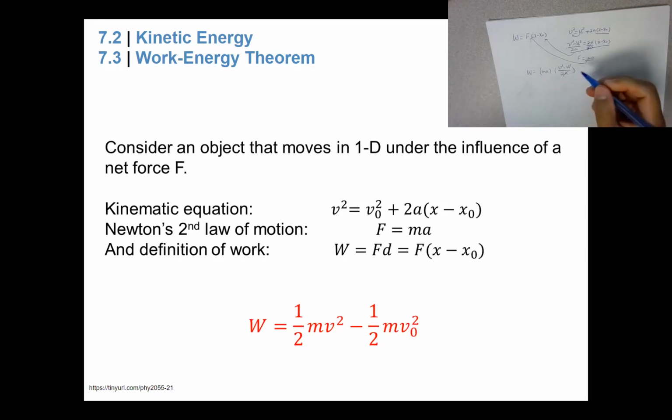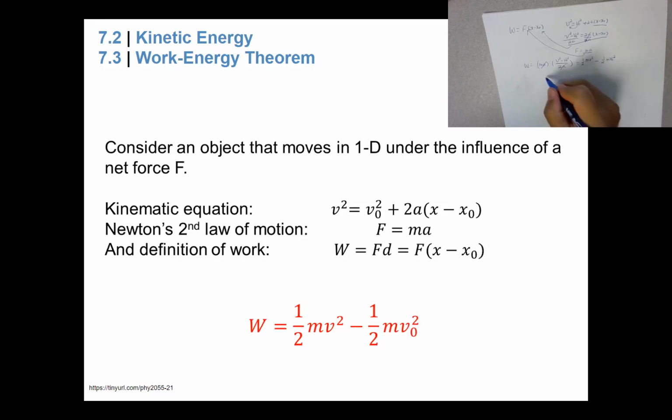So then acceleration and acceleration will cancel out. All right. So then you'll have 1/2 m times v squared. You have m times v squared divided by 2. So that means 1/2. And then the second term will be similarly 1/2 mv0 squared. Okay. So then work is equal to 1/2 mv squared minus 1/2 mv initial squared, right?